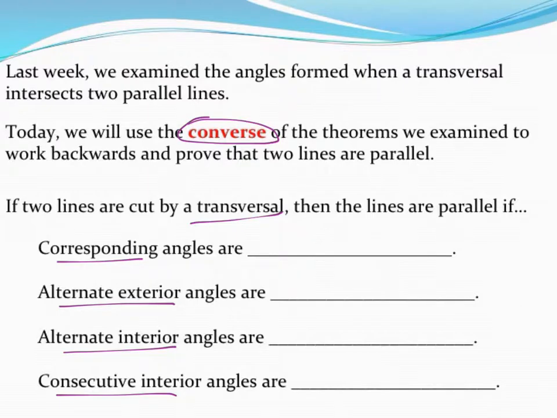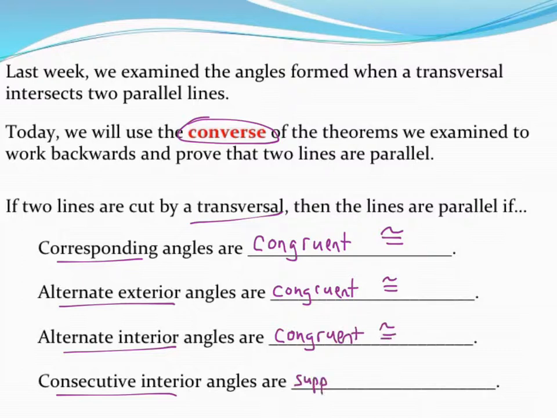So for example, specifically we're going to try to prove or show that corresponding angles are congruent. We could also show that either alternate exterior, alternate interior angles are congruent, and finally, we could also show that consecutive interior or same-side interior angles are supplementary, meaning they add up to 180. So those are the four different ways we're going to use to prove that two lines are parallel to each other.